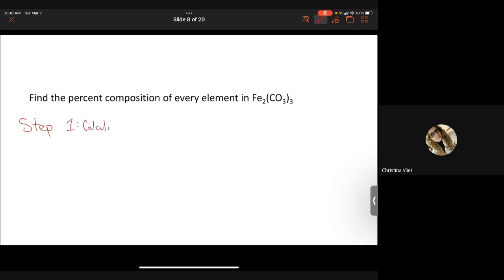So remember, step 1 is to calculate the molar mass. And if you set it up as a table, all the numbers you need will be right there in front of you.